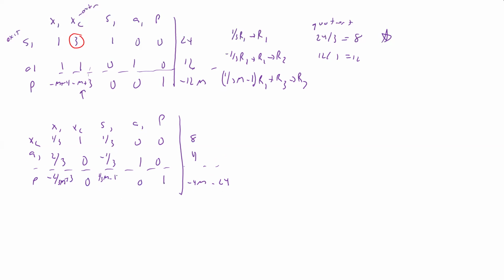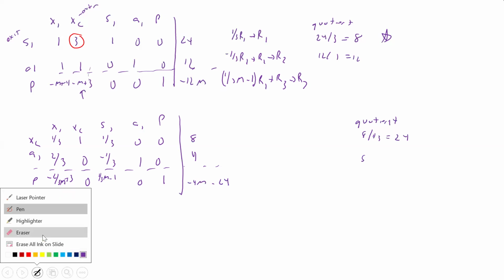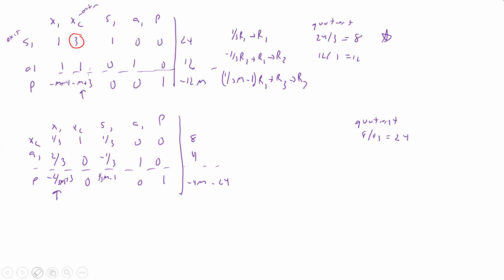So now which one's negative? Well, that only is a positive. So this is the only one that's negative. And so now what we have to do for our quotient is going to be 8 divided by 1/3. So that's going to be multiplied. So that's going to be 24. And this is going to be a 4. It doesn't work right, but a 4 divided by 2/3. So that's going to be what? 12 by 2, so that's going to be 6. So that's going to be the smallest.